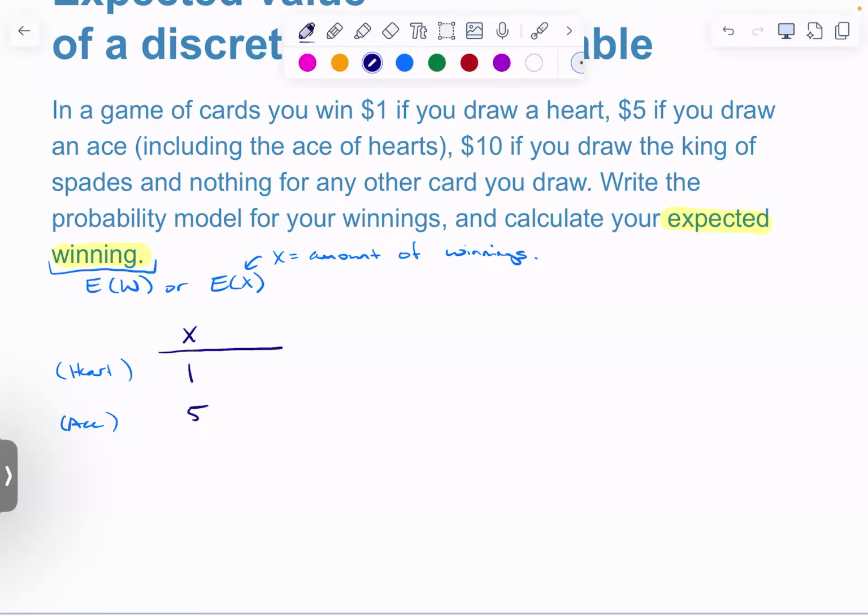If you draw a king of spades, that's specific. Specific because it's got a huge payout. $10. And everything else, you get nothing.